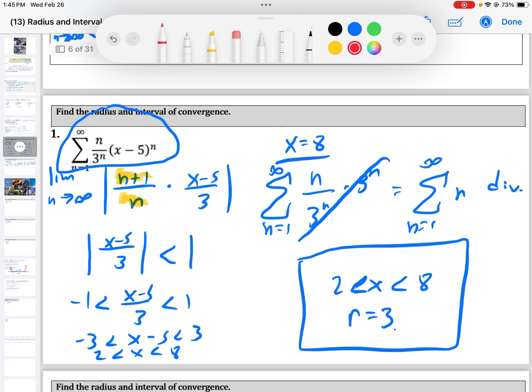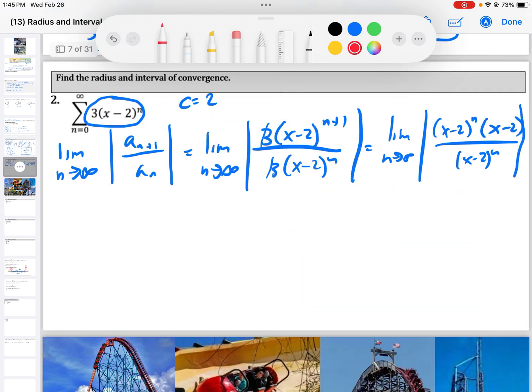What we're basically doing, I didn't say on the last one, but all those numbers that are in between 2 and 8, they converge absolutely. So in the interval of convergence, it converges absolutely. Then on the edges, it could converge absolutely, conditionally, or it could diverge.